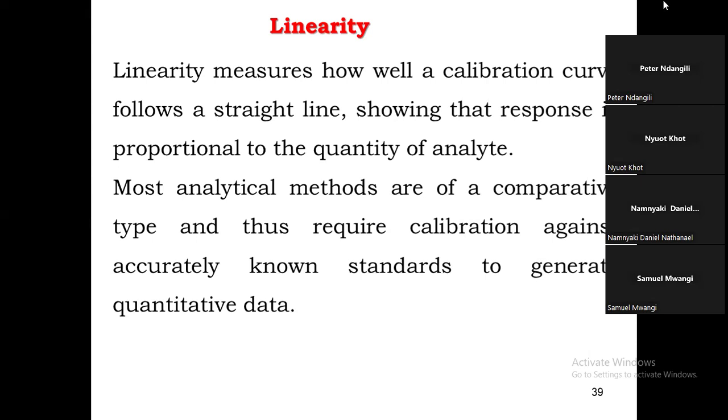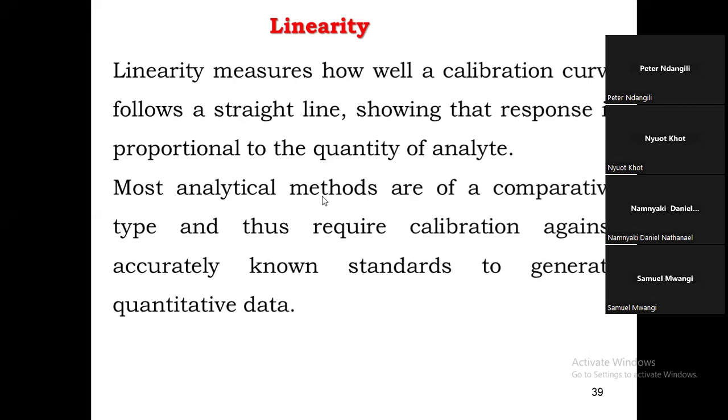Whichever the case, we are supposed to have a scenario where there is a proportional relationship between the concentration of your analyte and the signal that you are getting. And that is going to give you a calibration curve. From that calibration curve, you can isolate the linear range, and that linear range is going to give you what you call the calibration sensitivity.